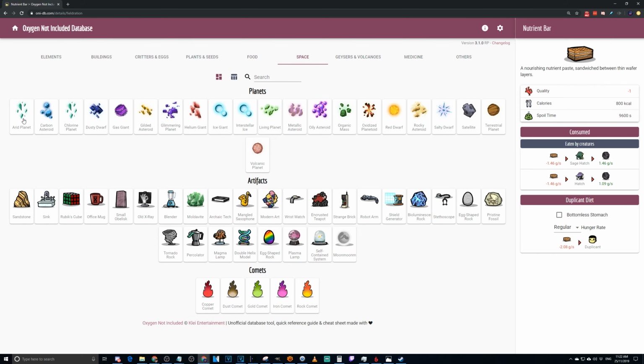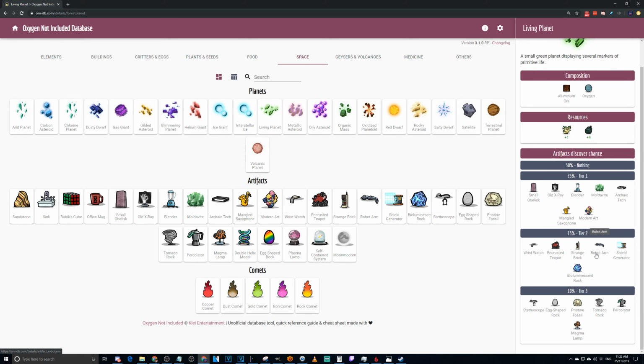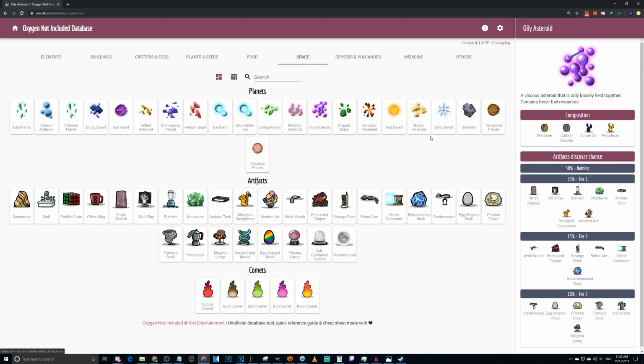Space materials, or space planets and space artifacts and the actual comets. So you can see the different comet types, what they actually drop. Some drop lots and lots of regolith. Others drop iron, which we've seen before. Gold comets actually drop gold amalgam. And we've got copper ore coming from the sky now as well. So you can actually get copper, gold, and iron directly from the sky. You can see the different types of planets and what sort of artifacts you can get from different types of asteroids, along with what the different artifacts are.